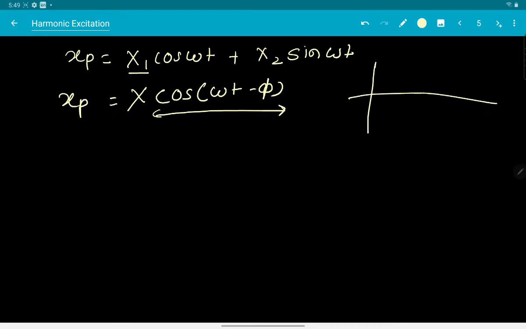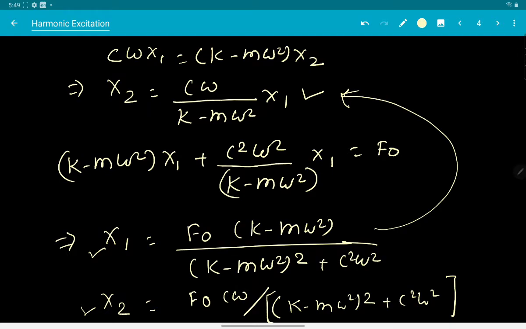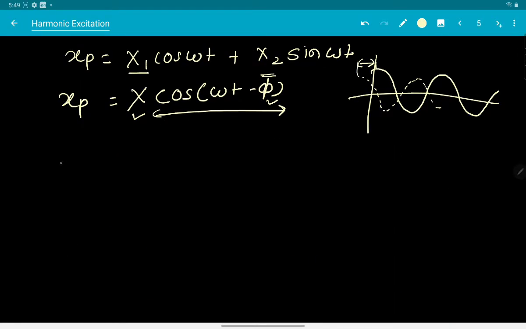So the cosine train is this, and this function will be something like this. So this is the lag which corresponds to this one. Lag or lead, whatever comes out to be. The value of phi tells you whether it is leading or lagging. So let's try to find out what X and phi are, based on the expressions of x1 and x2 that we have obtained.